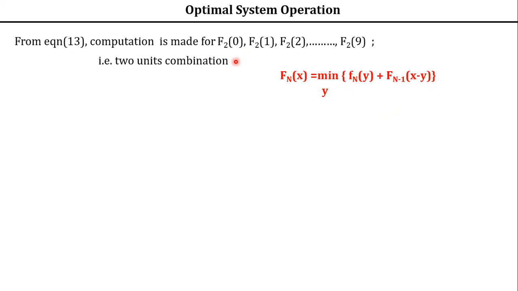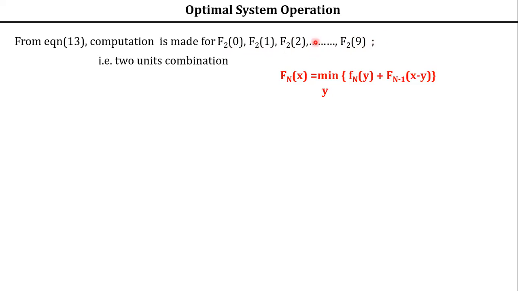Now let us operate a combination of two units as per this recursive relation. This is one unit, and this is another unit. So we have to take a two-unit combination. For this, first let us calculate F29, because the load given here is 9 megawatt. After calculating F29, on the same lines, you have to estimate F20, F21, F22, etc.